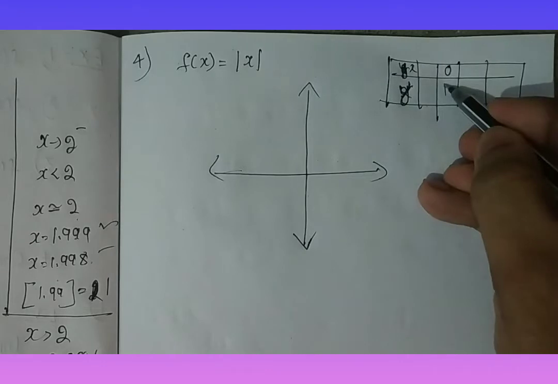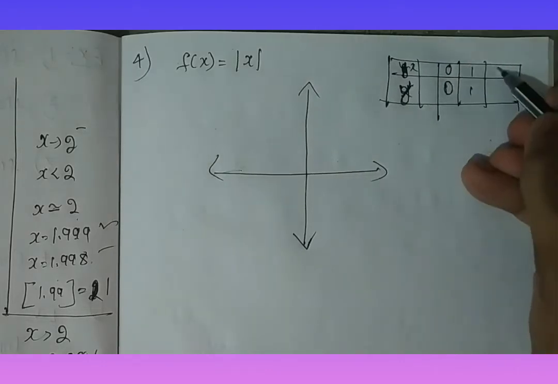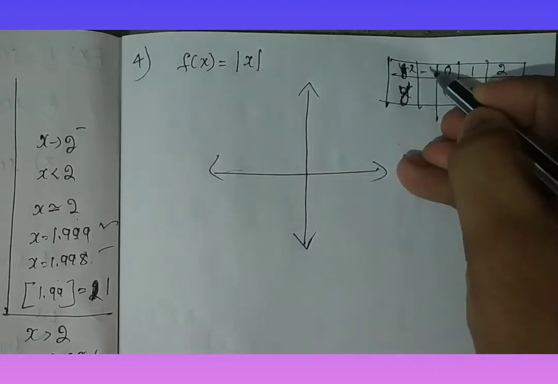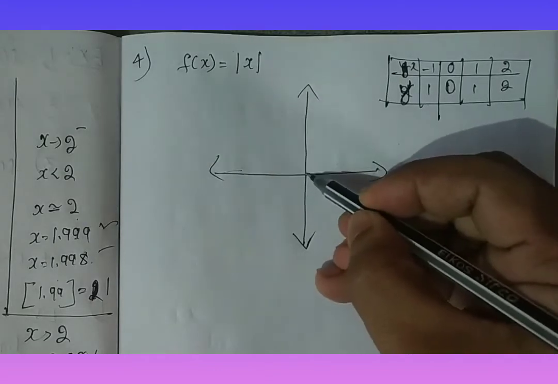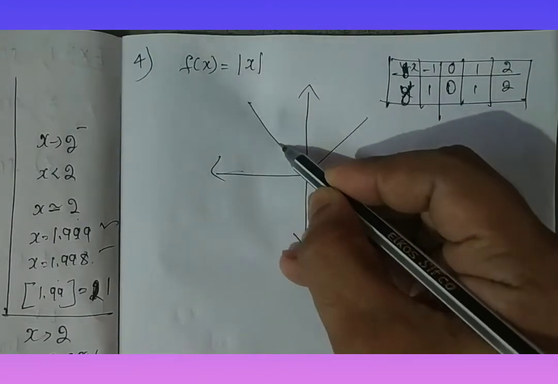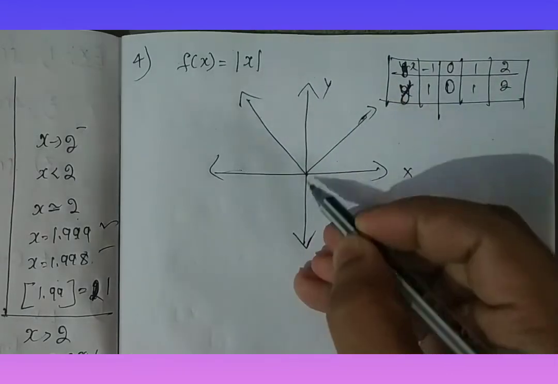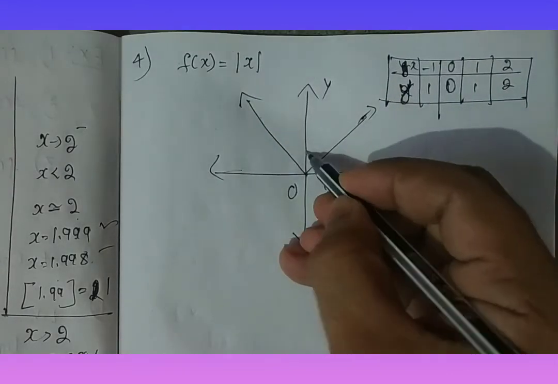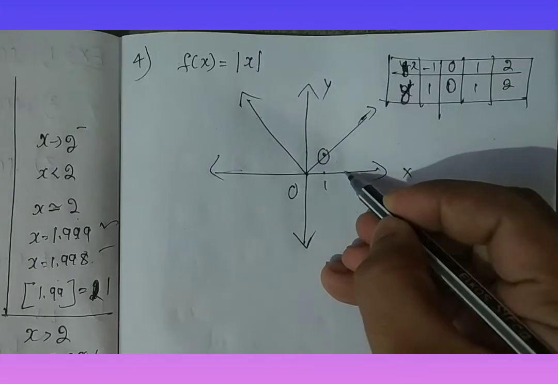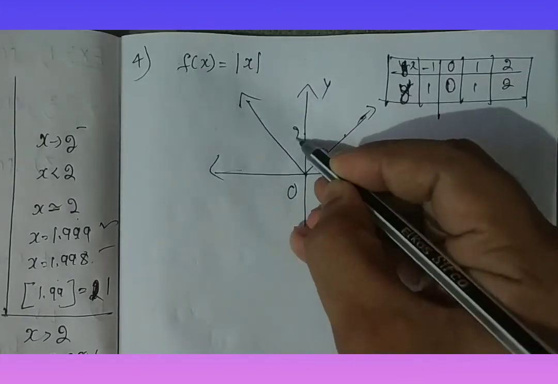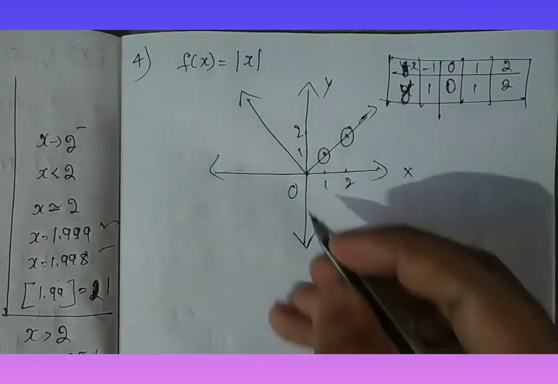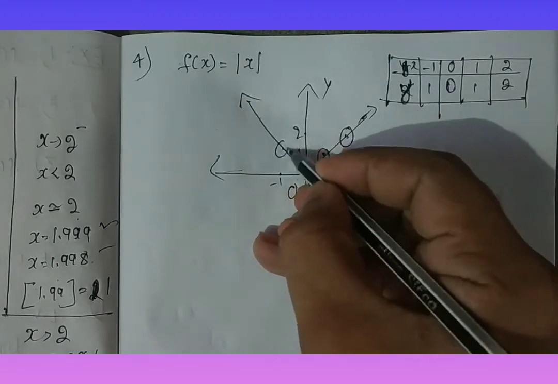0. Put x equal to 1, y is 1. Put x equal to 2. If you put minus 1, it is 1. The graph is like a V-shaped graph. Starting from the point 1, 1, then 2, 2. If you put minus 1, this is 1. That is the third point.